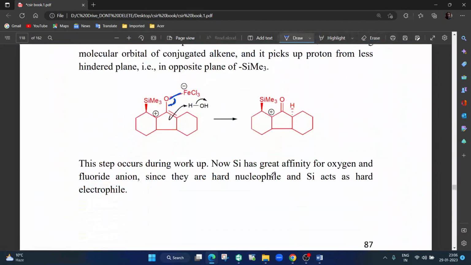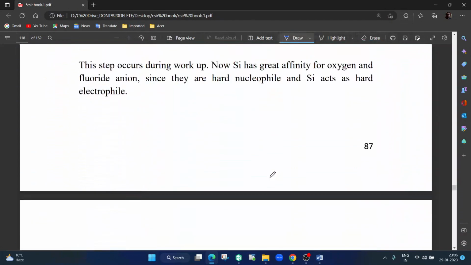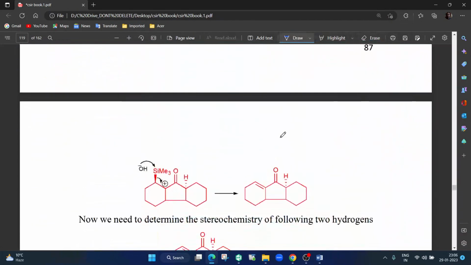Now what happens is, workup is there, water is there, OH minus has come out because proton was taken from water. Silicon has great affinity for O minus or F minus. Why? Because silicon is more electropositive than carbon. So a lot of positive polarity is there. So it's a charge interaction. It's not nucleophilic attack. It's charge. So where concentrated negative charge is there, it will attack.